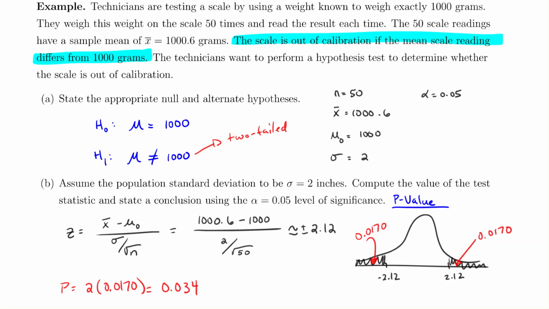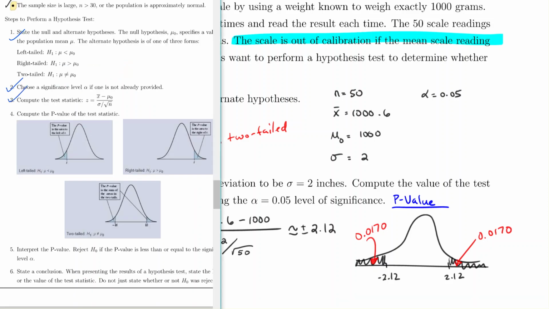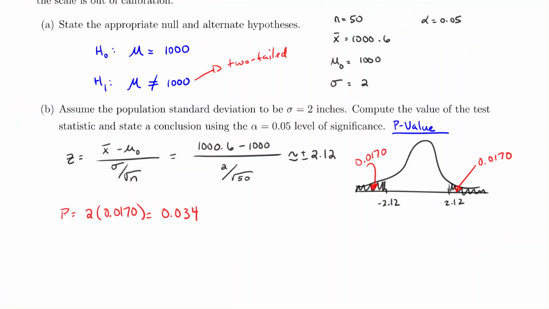Now if we look at our steps, we've got our test statistic, we've got our p-value. All that's left is to interpret. Remember, if the p-value is less than or equal to alpha, we reject h0, and then I just have to state my conclusion. So looking here, since my p equal to 0.034 is indeed less than or equal to my alpha value of 0.05, I'm going to reject h0.